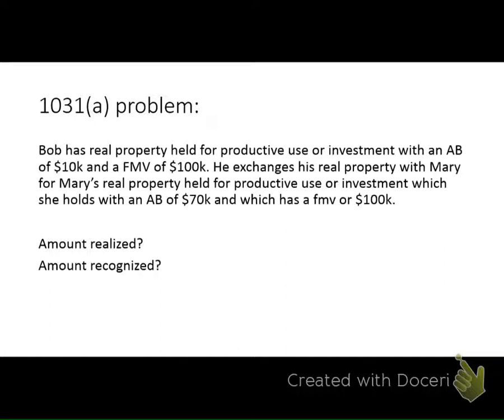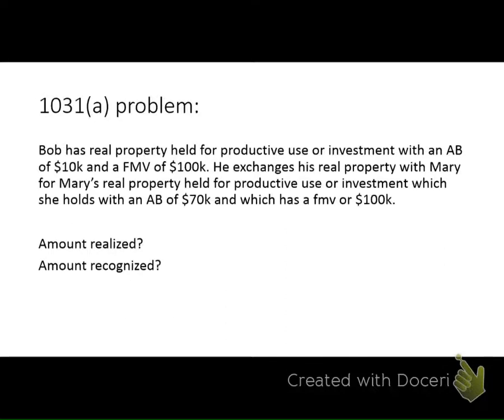So Bob has this real property that he's holding for productive use or investment, and he exchanges it for real property held for productive use or investment. And we're going to assume that after the exchange, they're both still holding the property for productive use or investment. Therefore, they're satisfying the holding requirement, and because they're exchanging real property for real property, and we have a very wide definition of like-kind property with regard to real property, they're also satisfying the like-kind requirement. So what happens?